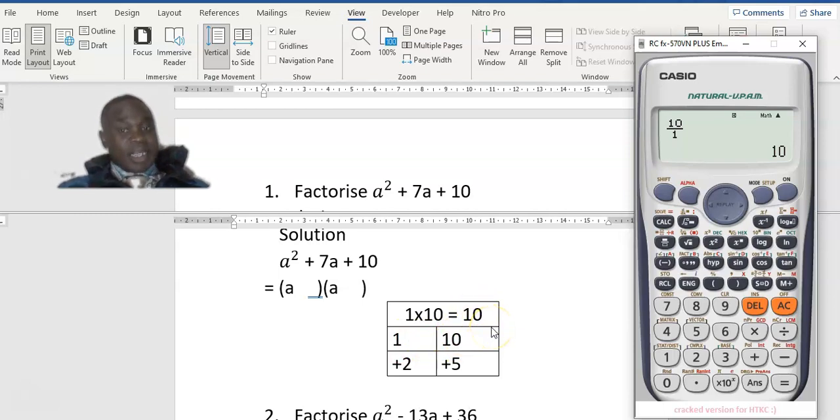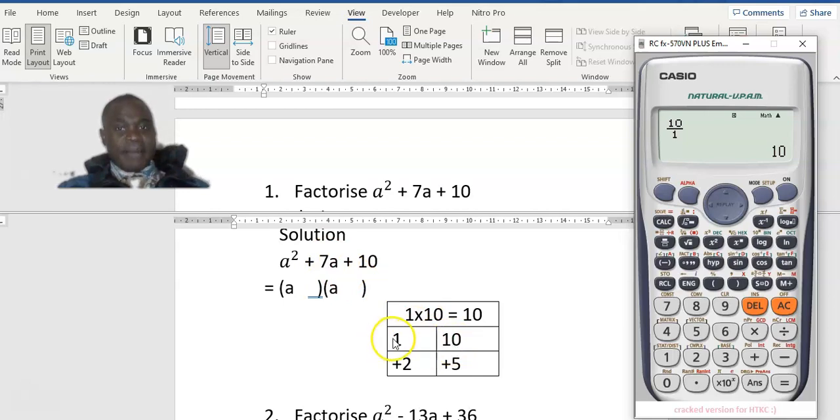Now if I add this 1 and 10, I must get the middle number here. So let's add 1 and 10. 1 plus 10 is 11. It doesn't give me that, so we can't take that one.